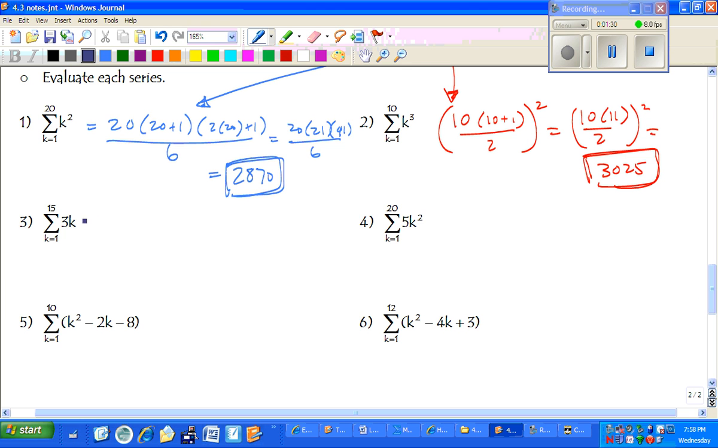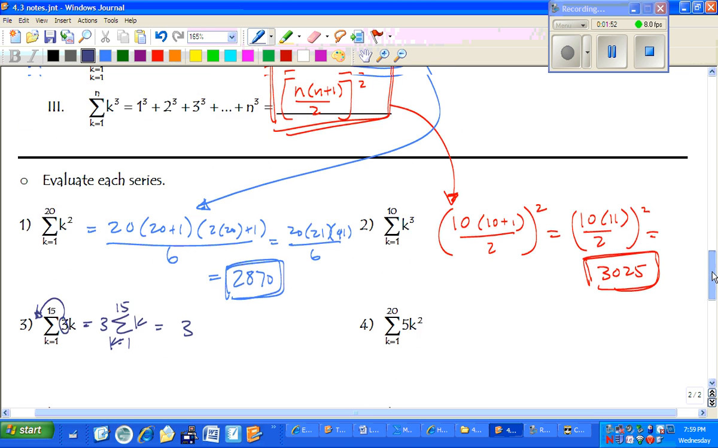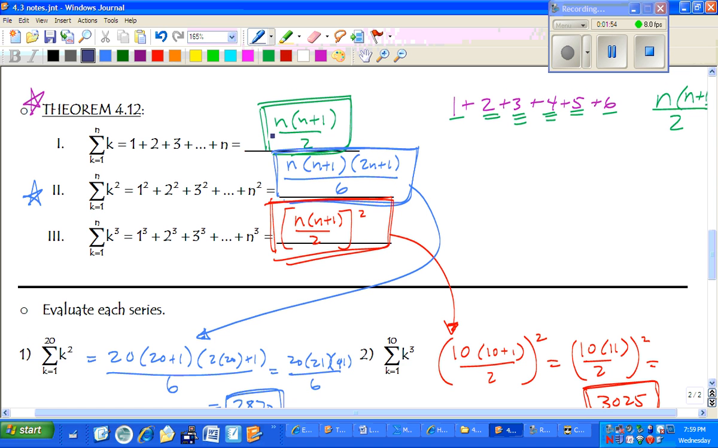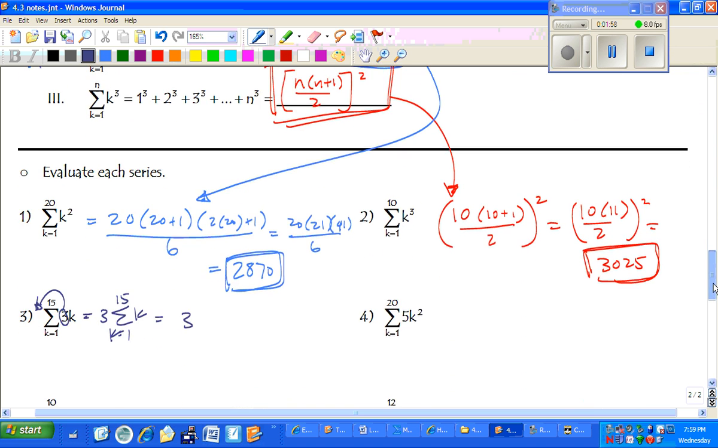For number 3, this one we're using one of those theorems from earlier on the first page. We have a constant here, so remember we can just take that constant and bring it out front. So it's like having 3 times the sum of k from k equals 1 to 15. So that 3 can stay out in front, and when it's k, remember that's the simple one, we just have n times n plus 1 over 2.